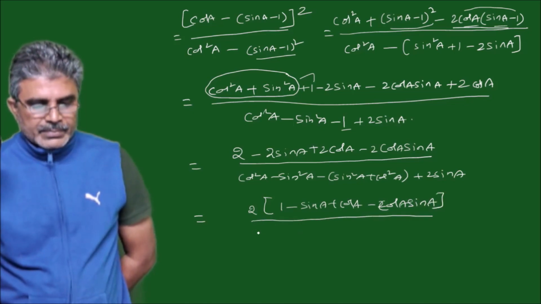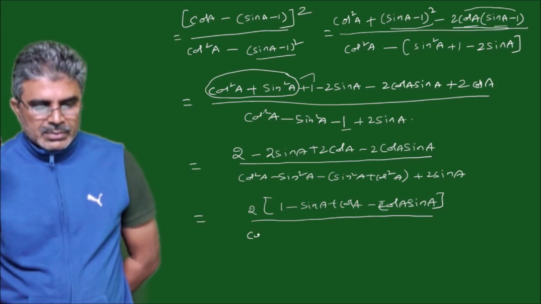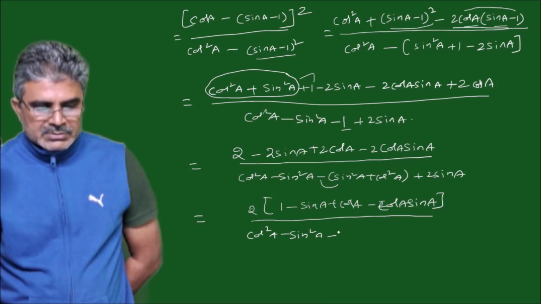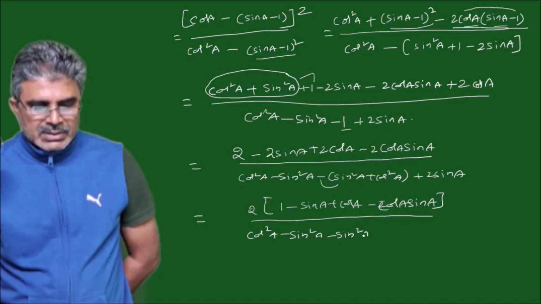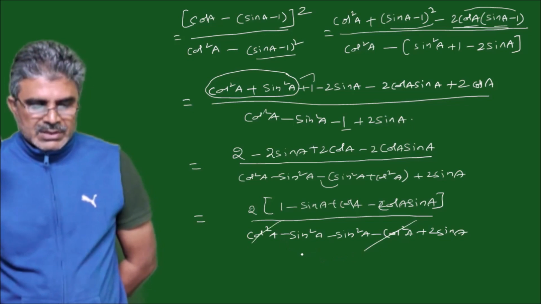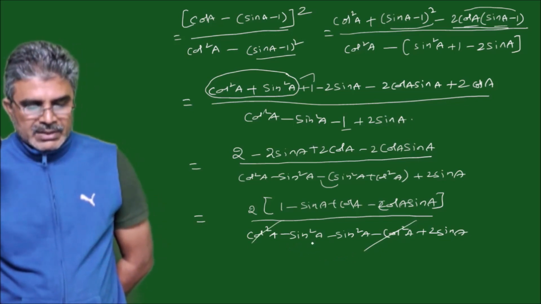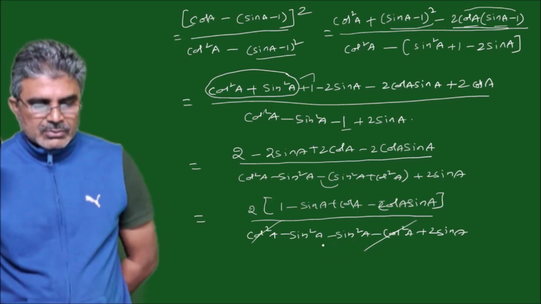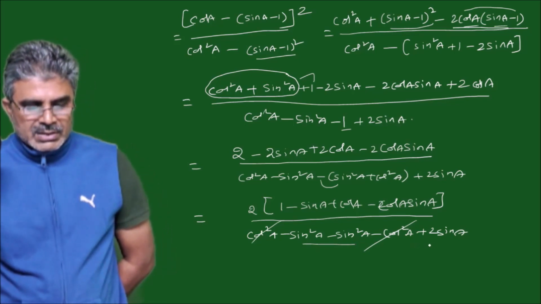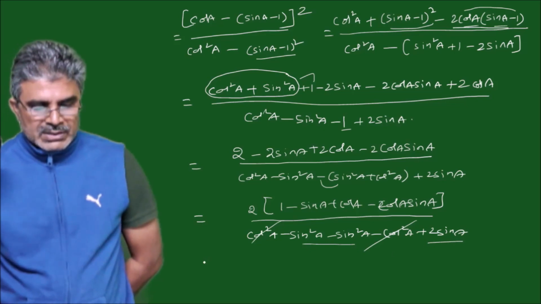Divided by, below you have cos square A minus sin square A, and this one minus sin square A and minus cos square A plus 2 sin A. So minus cos square A plus cos square A you can cancel. So you have minus sin square A and minus sin square A, you will get minus 2 sin square A. You have minus 2 sin square A here, and here plus 2 sin A.